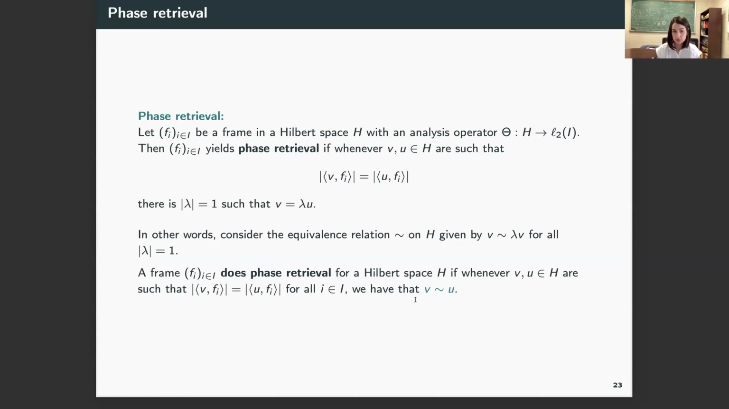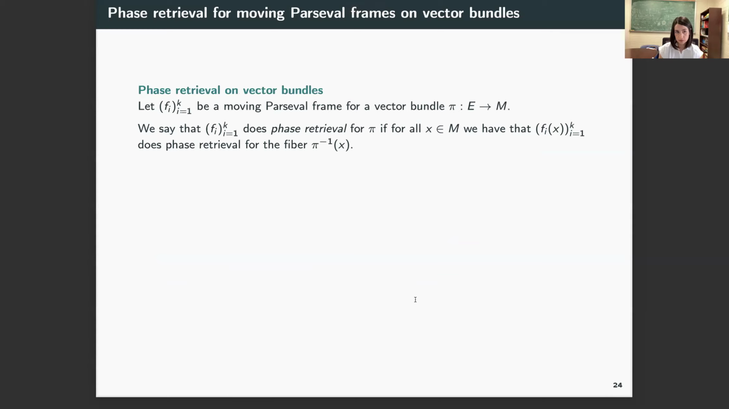Now, how do things work on a vector bundle? When I'm talking about a vector bundle, we have this property: we can say that Fi does phase retrieval for a vector bundle if, for any point x that I pick on my manifold, Fi of x would do phase retrieval on the fiber. So this is one relationship that we have.